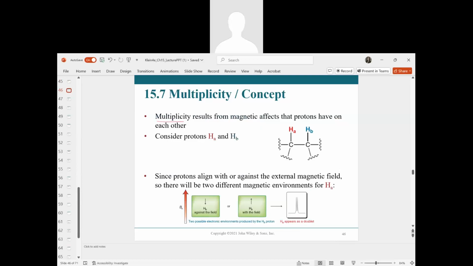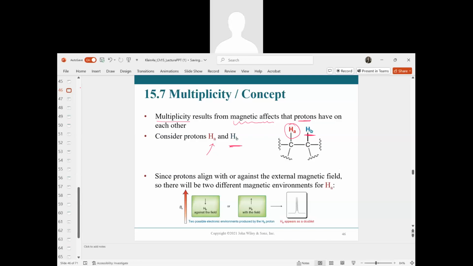Multiplicity results from magnetic effects of protons on each other, so the neighbors of your protons. Let's take a look at proton A here. That's proton A. And then we have proton B next door. So proton B is proton A's neighbor.